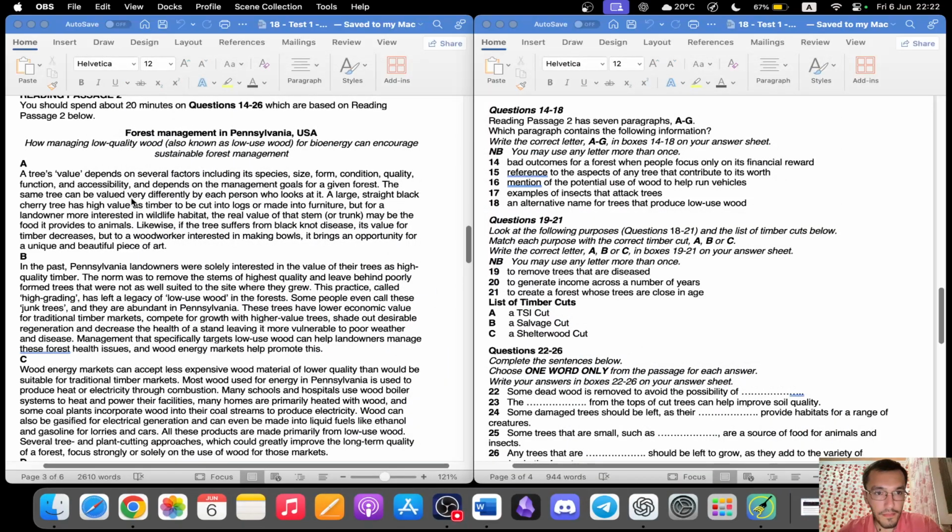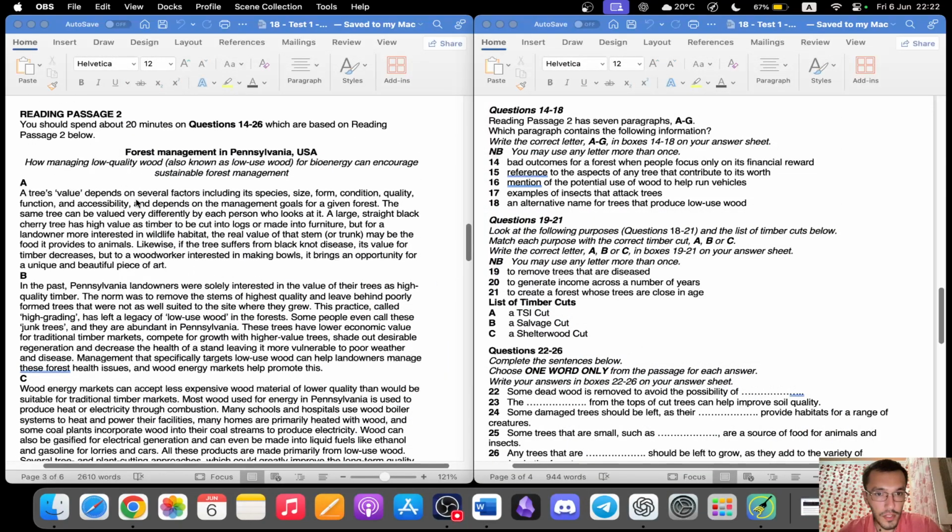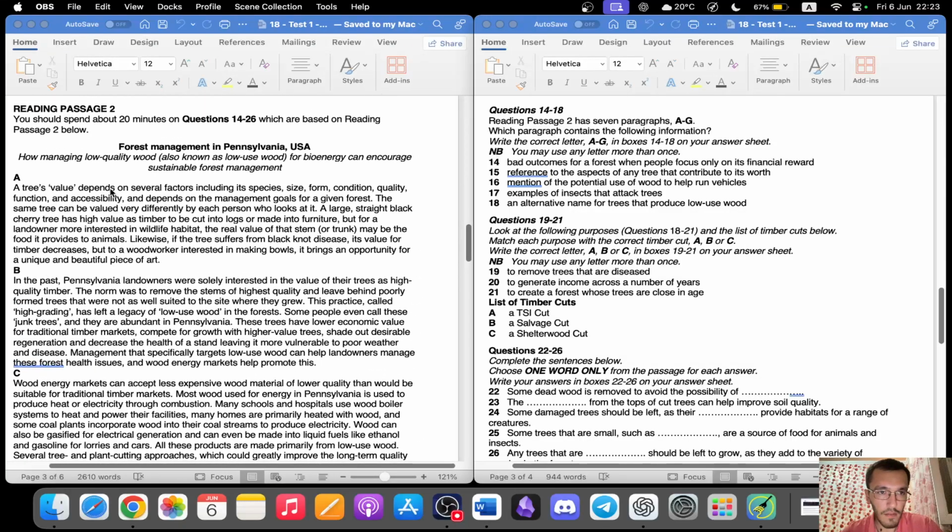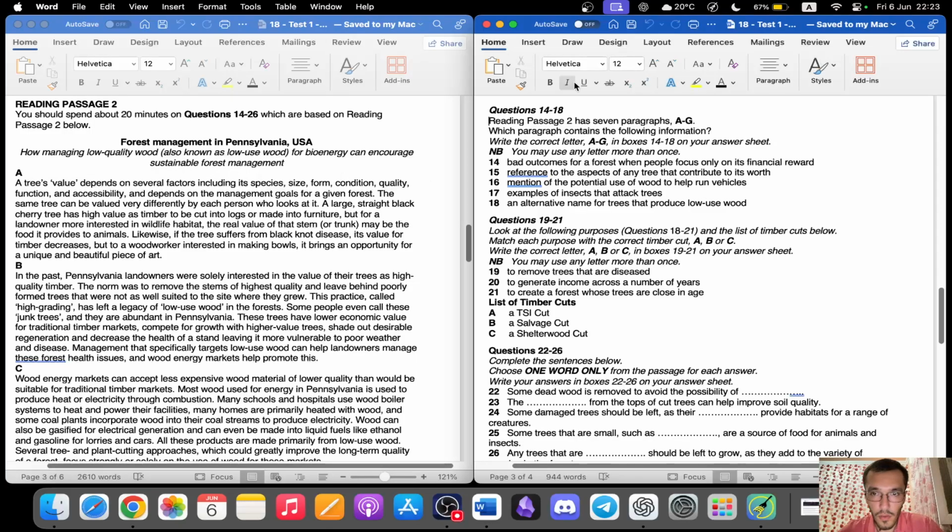So anyway, we have reading passage 2 this time. I got a mouse so I can navigate easily. So anyways, let's get started.